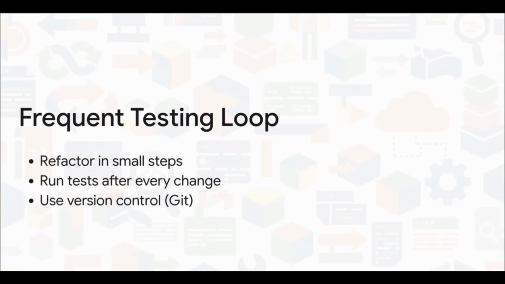To enforce that golden rule, you must operate within a frequent testing loop. You need to refactor in small, deliberate steps. Change a variable name? Run your tests. Extract a function? Run your tests. This ensures that at every single microstep, the functionality remains unchanged. Plus, you absolutely must lean heavily on version control, like Git. If a test fails after a tiny change, version control lets you instantly revert back to a working state. It's your ultimate safety net.